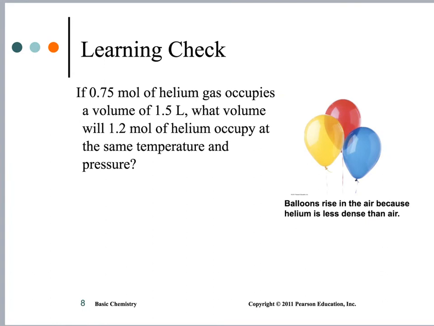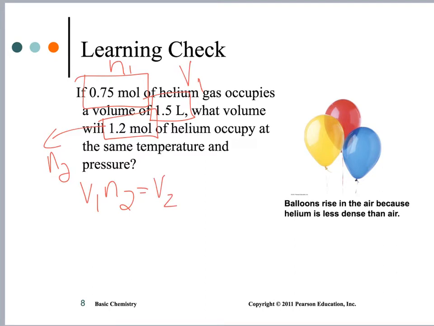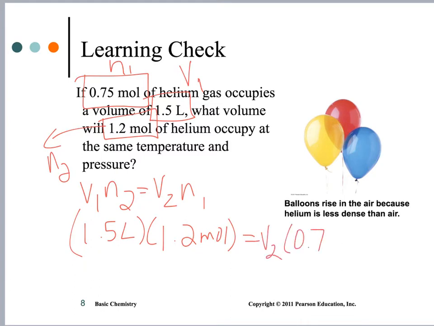All right, so, oh man, big tough question here. Let's go ahead and see if we can do this. All right, so we got some moles. We got N1 of helium gas occupies a volume of V1. Now look, we just did so much harder stuff in the combined gas law. This should be pretty basic. All right, N2. So again, V1, N2 equals V2, N1. Volume 1 is 1.5 liters. N2 is going to be 1.2 mole. And that volume, we don't know. We're solving for that. And 0.750 mole is going to be my N1.